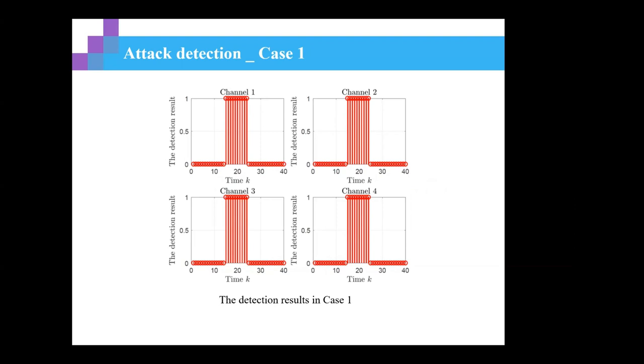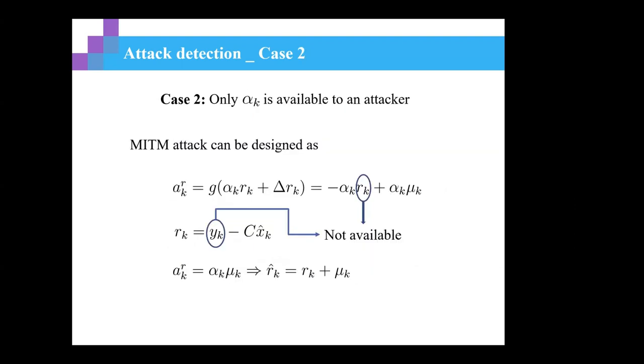That is to say, if an attacker cannot obtain the information about the watermark and the encoding function, then he or she cannot design stealthy attacks. Now let's consider the second situation. Only the parameter alpha sub key is available to an attacker. That is to say, an attacker can only obtain the information about the encoding function. Then he or she can design the corresponding function as this.